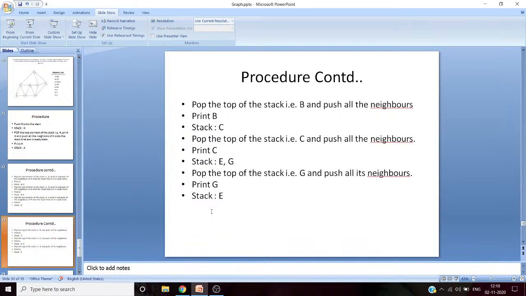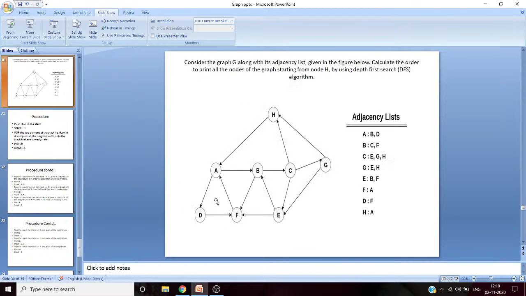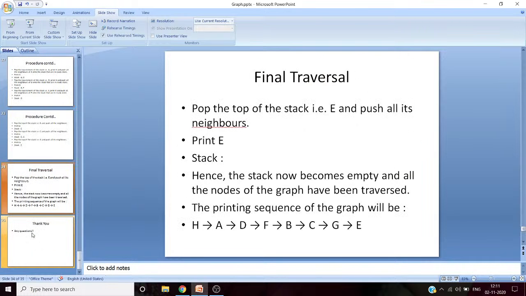And now the last top of the stack, E. The computer doesn't know about the structure of the graph. It will check the list again for E. For E, it is checking B and F. Already both of them are processed. B and F are processed. Clear? B and F are processed. So finally, print E. We will print E, and hence the printing sequence, how we have printed, that will be our depth first search traversal.